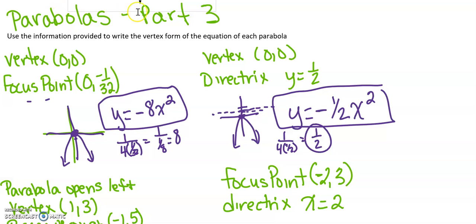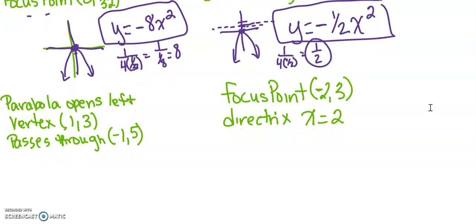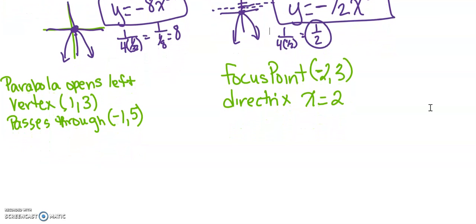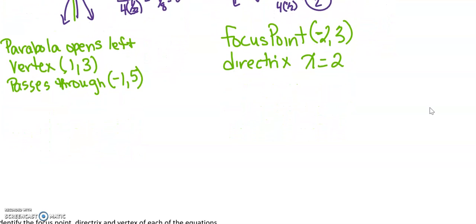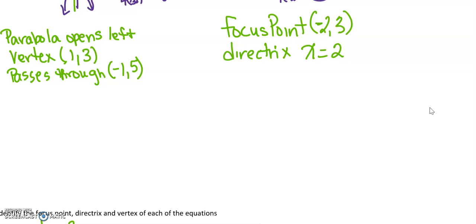All right, now let's get to where our information doesn't have a vertex at the origin or it has something different. Okay? So let's look at this one. I'm just going to draw it out here. My vertex is at 1, 3. So here's 1, 3. All right? And it has to pass through the point negative 1, 5.